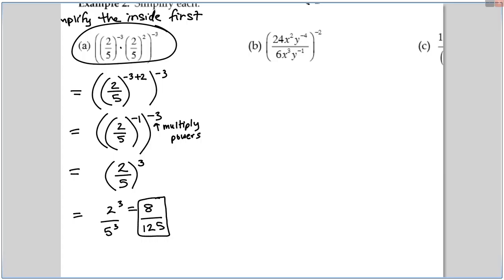All right, now we have a quotient. Okay, look, guys. Originally, what were we doing here? Timesing. Now what are we doing? Dividing. Okay, what do I like to do first? Simplify inside first. So let's do that now.